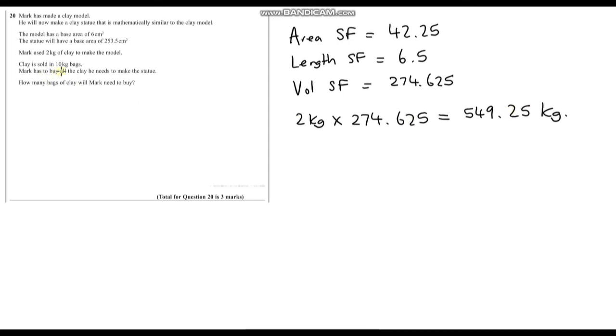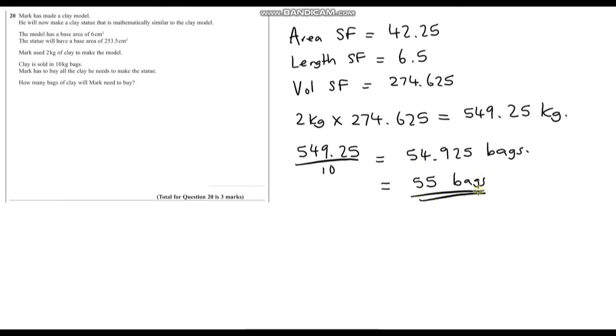Now, clay is sold in 10 kilogram bags. So to work out how many bags he needs, we can just divide this by 10. 549.25 divided by 10 is quite easy to do. That's going to be 54.925 bags. But you can't really buy 0.925 of a bag, so let's just round this up to 55 bags. So it looks like Mark needs 55 bags to make his statue.